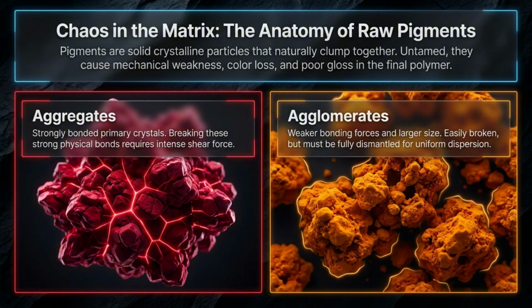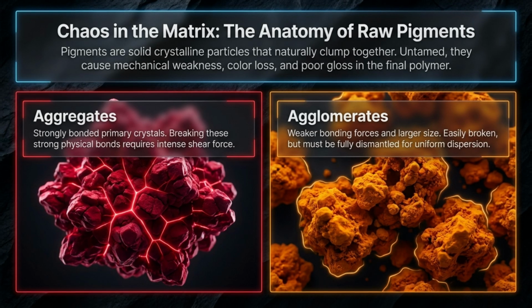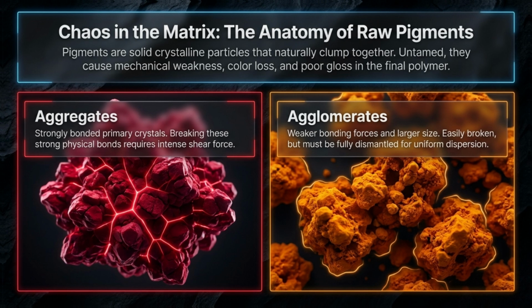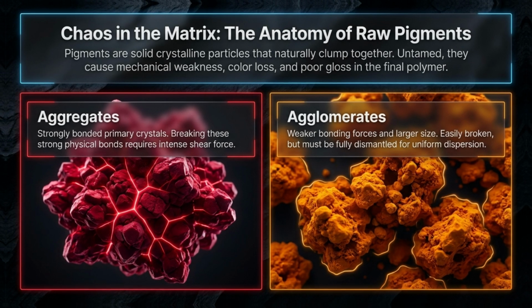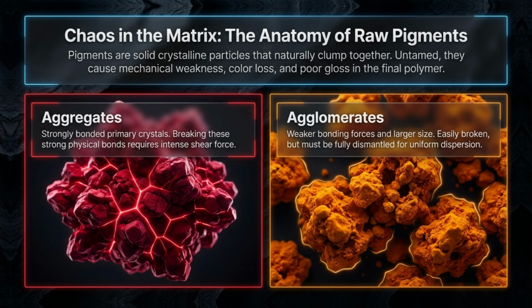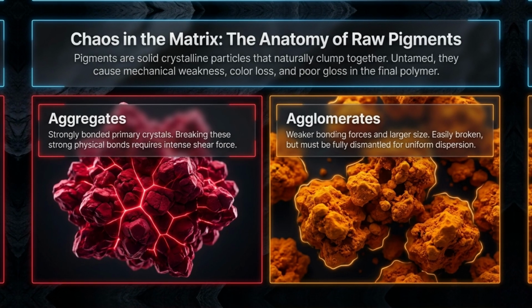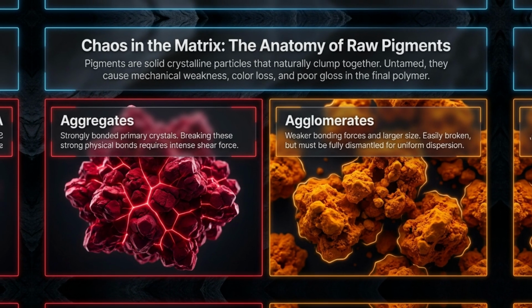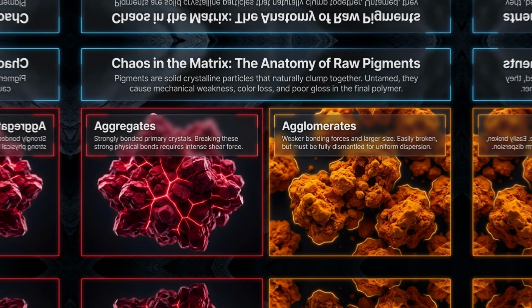In this process, we deal with two types of clusters: aggregates, which consist of strongly bonded primary crystals that require intense shear force to break apart, and agglomerates, which have weaker bonding forces and are larger in size. Although agglomerates are easier to break, they must be fully dismantled for a truly uniform dispersion.